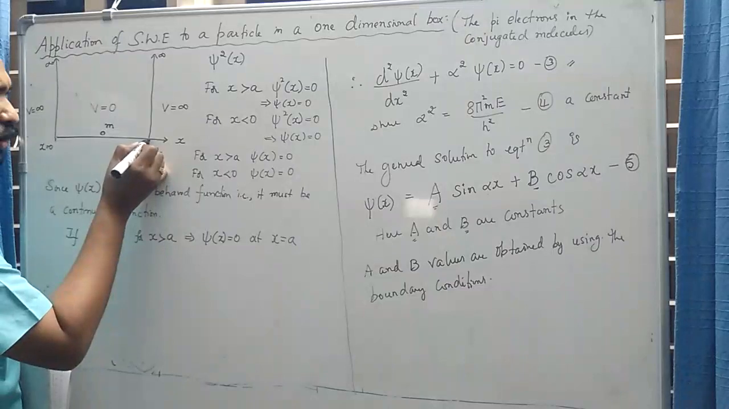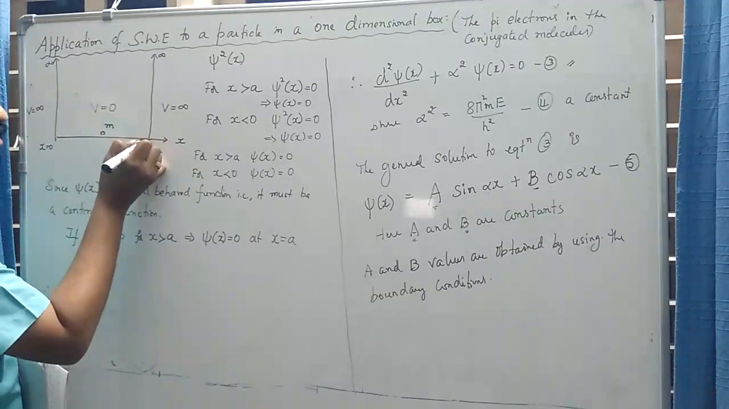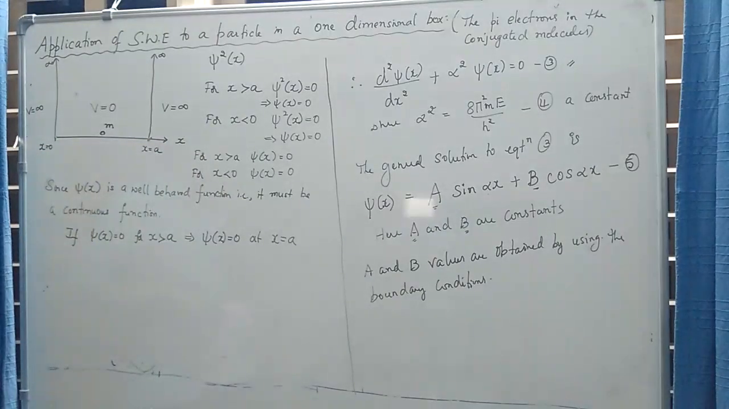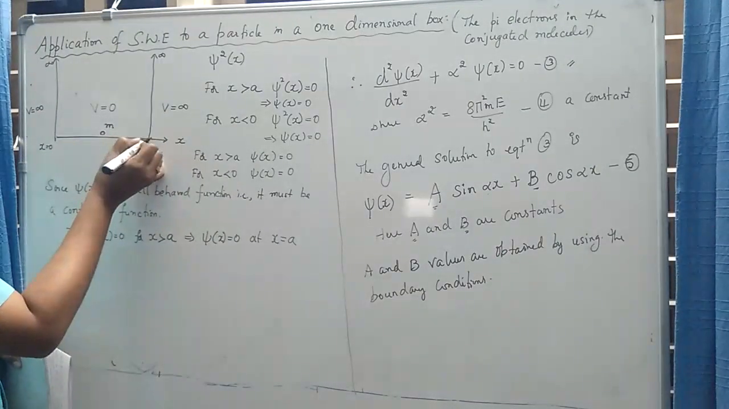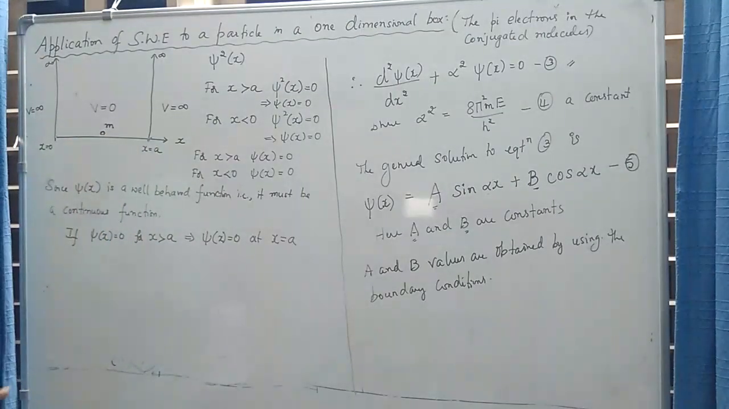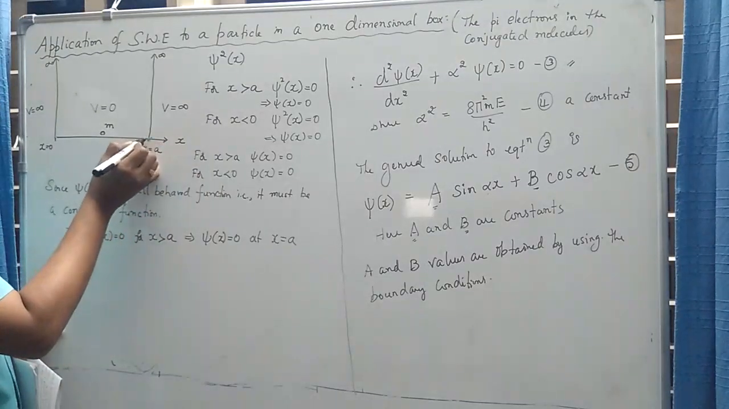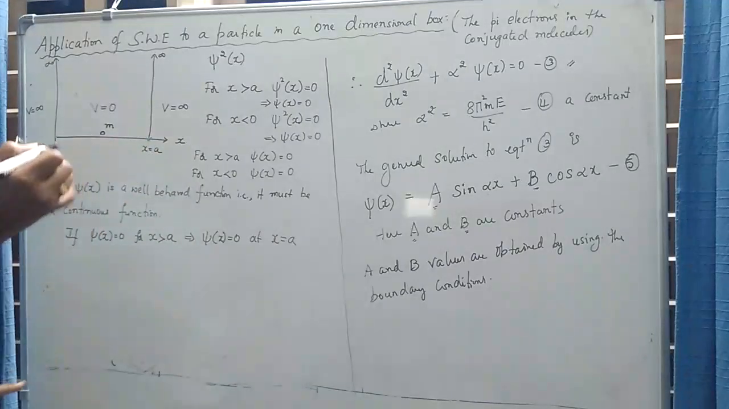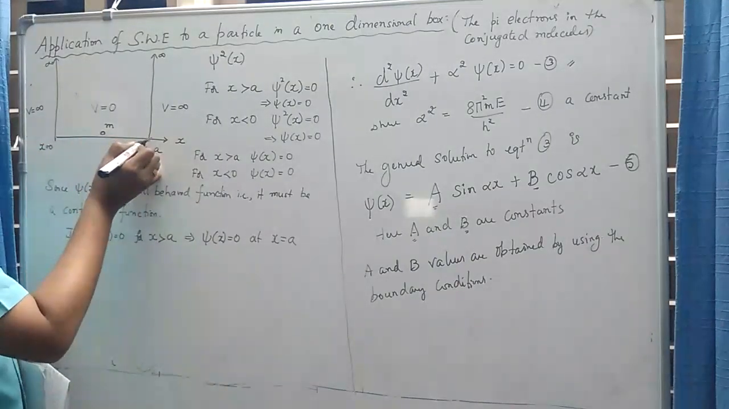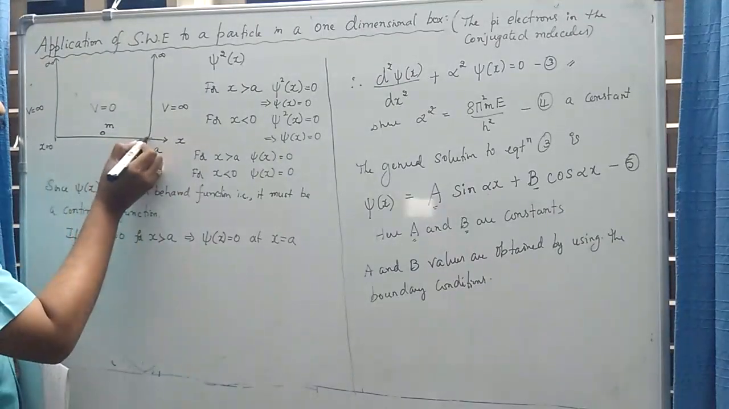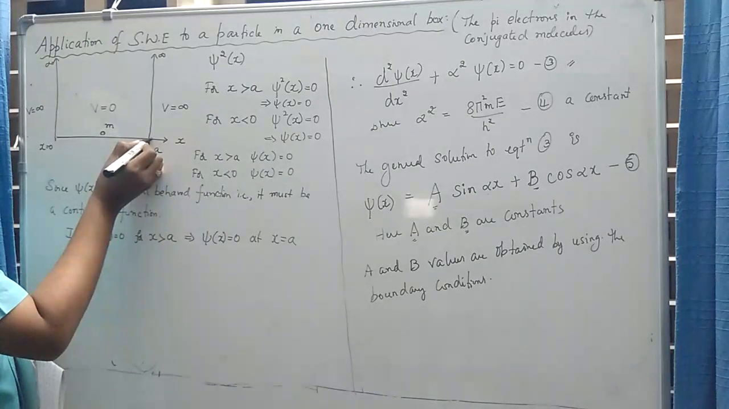Because if I take a point that is very close to x is equal to a, but just outside the box, here the probability of finding the particle is 0. So it means psi of x is 0 at this point. But since this point is very close to x is equal to a, because psi of x should be continuous, we are assuming that even at x is equal to a, the value of psi of x is equal to 0. Because at this point outside the box, psi of x is 0, and this point is very close to that point.